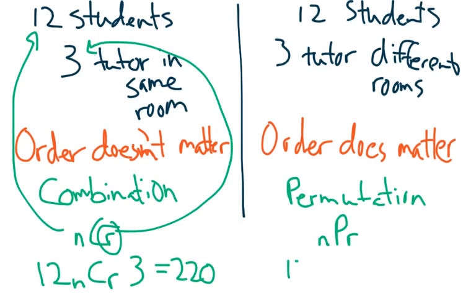Same idea. I'll go 12, take my large number, type in nPr on the calculator, select that button, and then 3, meaning I want to make it groups of 3, but here order does matter. And if I do that, I'm going to get a slightly different number. And this number is actually going to be bigger because the order does matter. And this is crazy. There are 1,320 different ways I could do this.